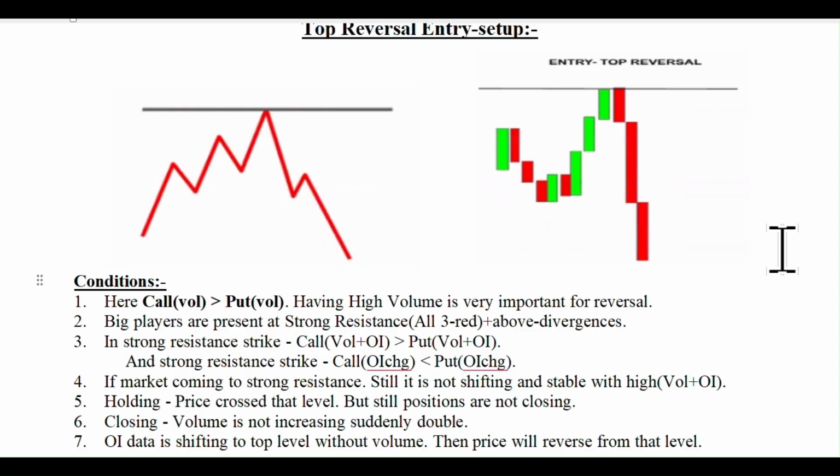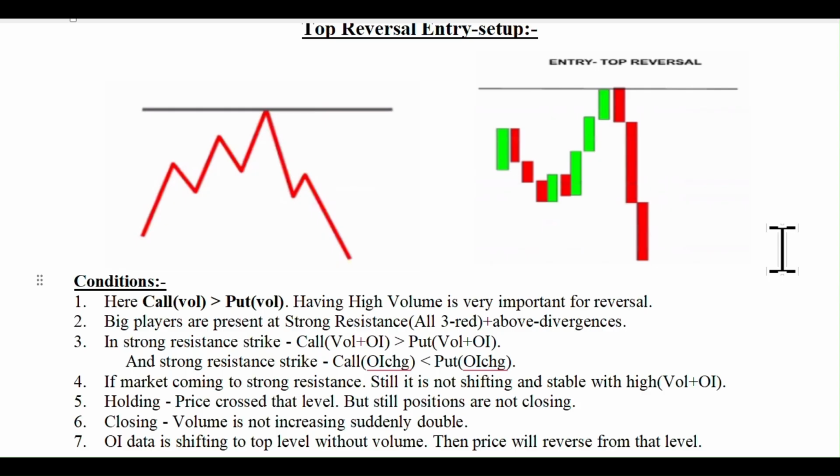The second condition is to identify the presence of big players. At the strong resistance strike, both call volume and call open interest should be at 100%, which means they are the highest among all strike prices. In addition, the call side out-of-the-money (OTM) divergence should be significantly higher than the put side divergence. This suggests that institutional traders are actively building positions at that resistance level.